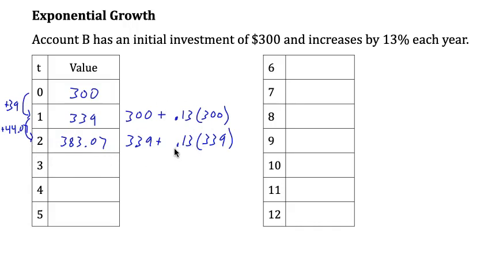Now there's a shorter way to calculate this. Instead of taking the number and then adding 13% of that number, we can just take the number and multiply by 1.13. So the 1 represents what we started with, and the 0.13 represents the 13% we're adding. So it's like taking 113% of what we started with. Now I'm going to fill out this table, and I'm going to be multiplying by 1.13 each time.